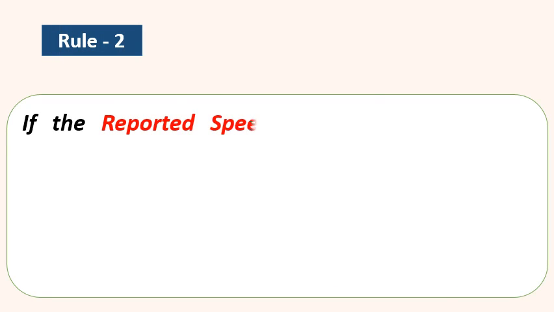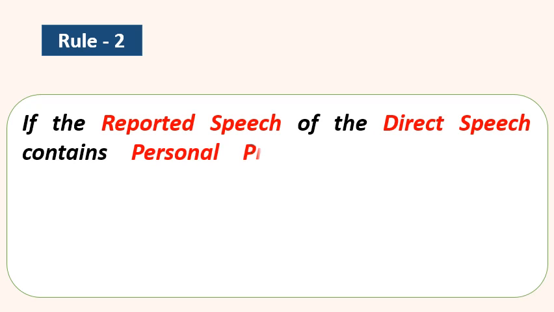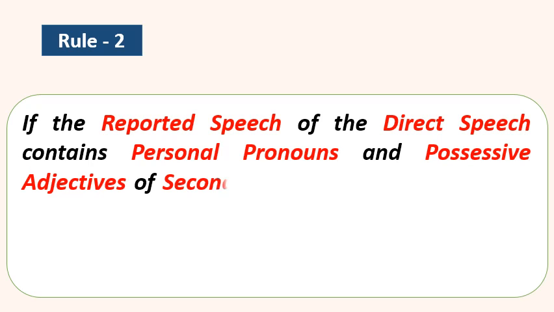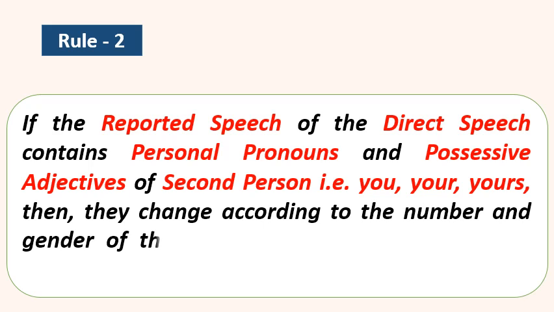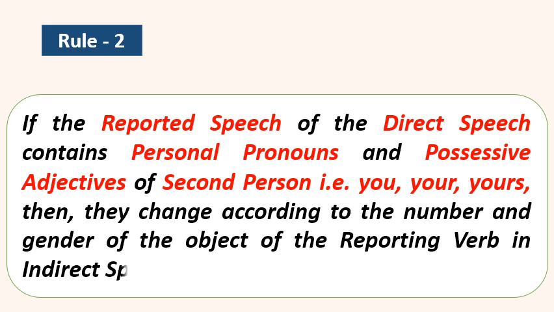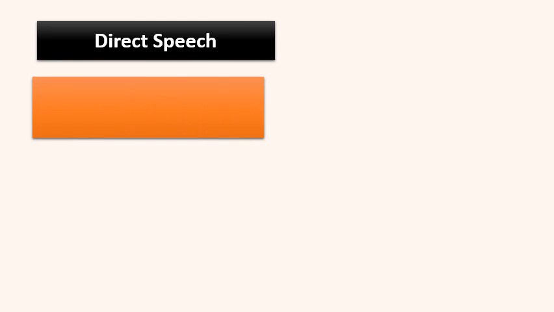Rule number 2 is, if the reported speech of the direct speech contains personal pronouns and possessive adjectives of second person, that is you, your, yours, then they change according to the number and gender of the object of the reporting verb in indirect speech. So now let us see some examples to clarify it.